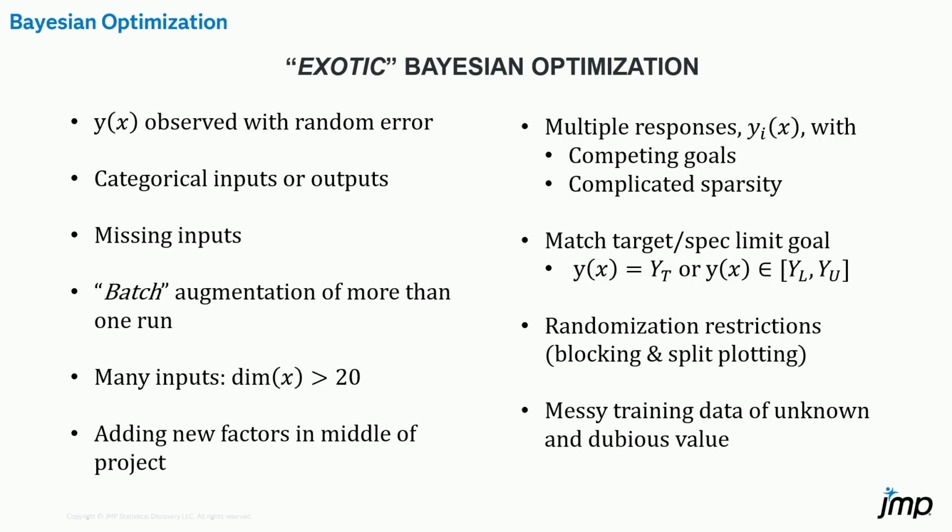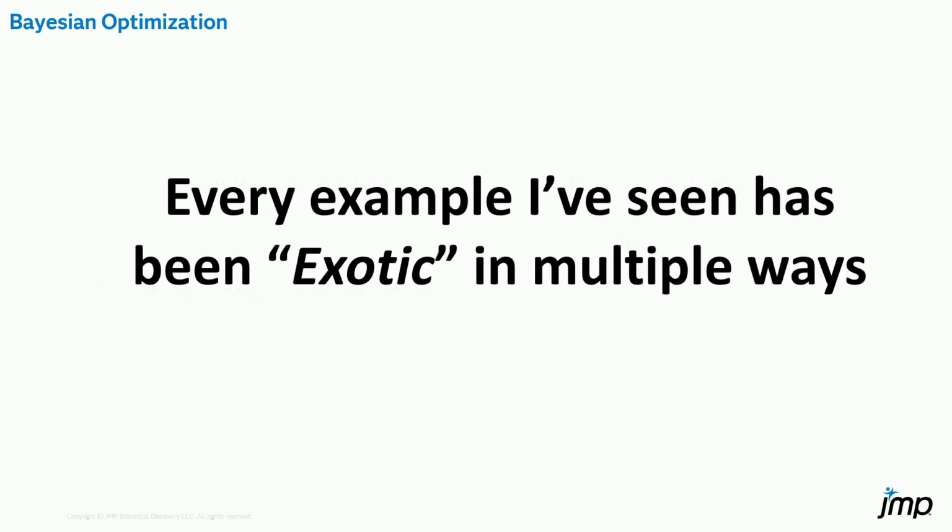But when we asked our customers what they were hoping for in the new JMP platform, they wanted it to handle a lot of situations that are outside the basic Bayesian optimization framework. The most important things JMP users wanted was handling of physical data that had random error in the responses. They wanted to be able to do batch augmentation of more than one run at a time. And the most difficult request was the handling of multiple responses. Those are all part of what I consider exotic Bayesian optimization. And basically every example I've ever seen from a JMP user wanting to apply Bayesian optimization has been exotic in multiple ways.